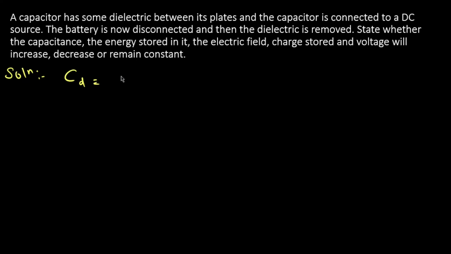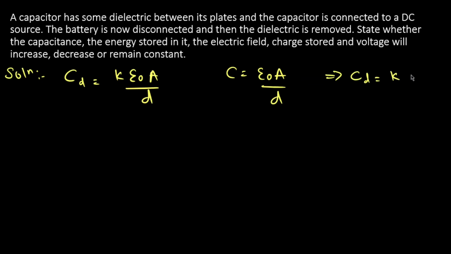First of all, let's denote the capacitance of the capacitor when dielectric was there by CD, which is equal to K times epsilon naught A by D, and when the dielectric was removed, the capacitance will be C equal to epsilon naught A by D. From these two equations we can say that CD is K times C, which implies C will be CD by K. That is, when the dielectric is removed, the capacitance is decreased by a factor K.